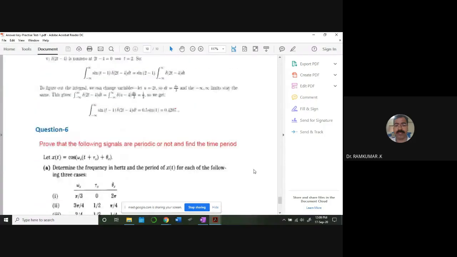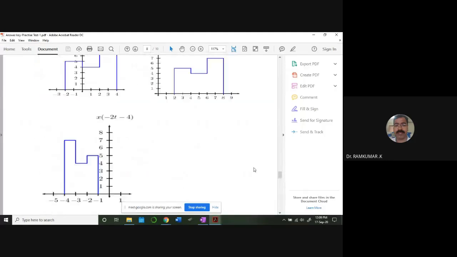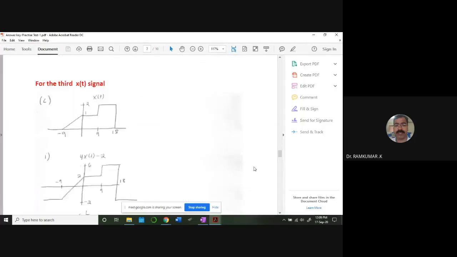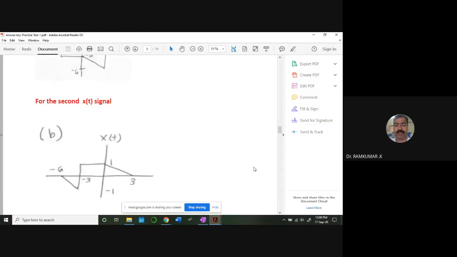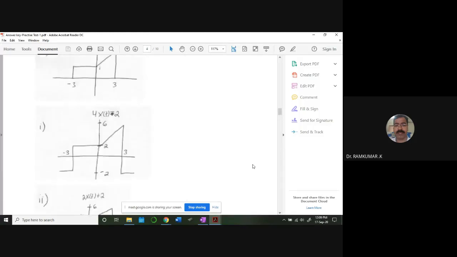Okay, go through it once. With little bit of focus, go and search in the net also. Okay, the solutions you need to think. That's why I'm giving all these solutions.